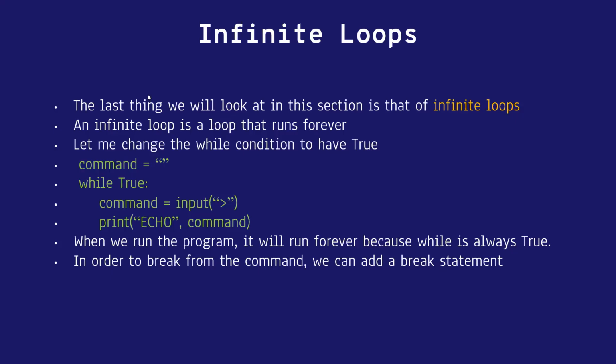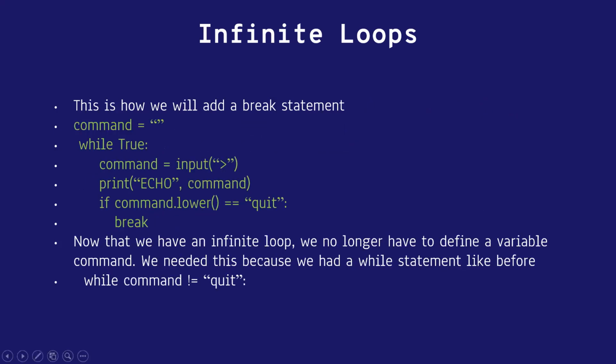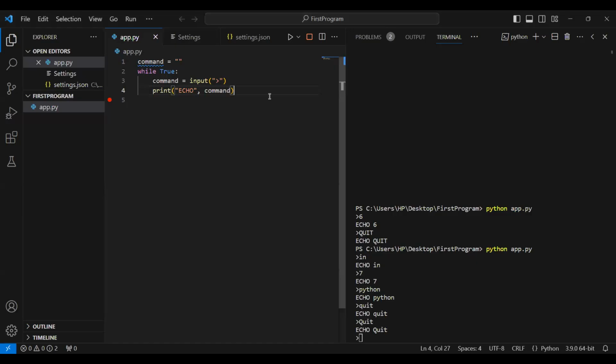When you run the program, it will run forever because while is always true. In order to break from the loop, we can add a break statement. This is how we'll add a break statement. So we have this command, which you write. Let's add if command.lower() is equal to quit, then we break from that.